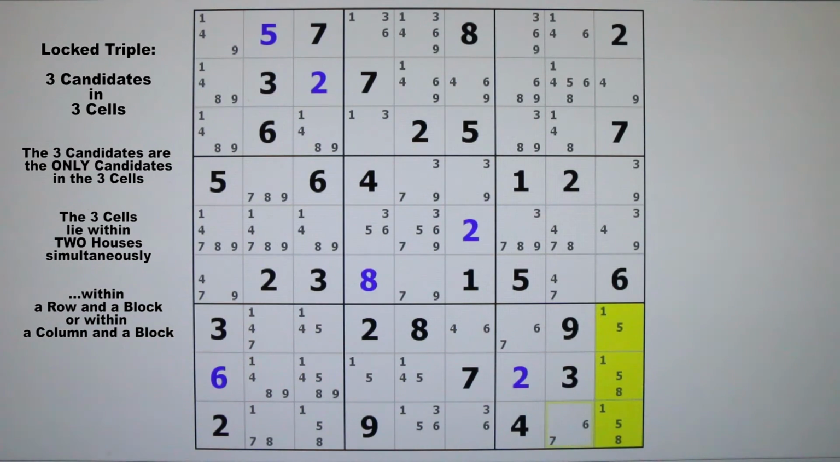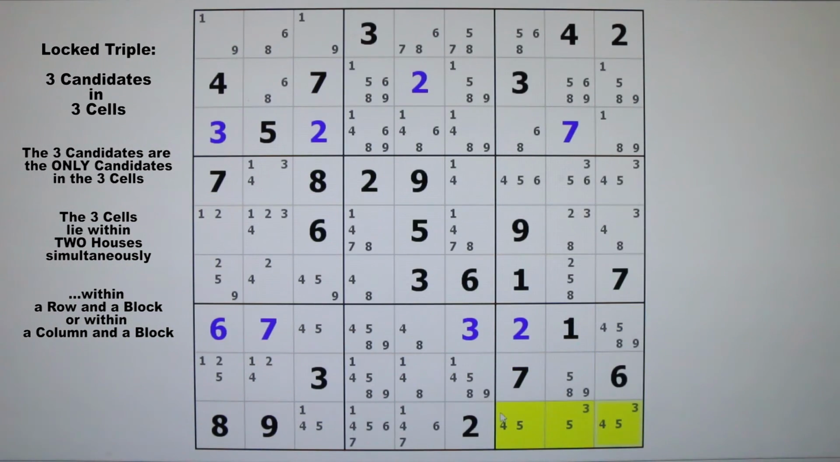All right, next one. Here we've got a naked triple of 4, 5, and 3, and it lies in row 9 and block 9. So we can eliminate the 5, the 4, and the 5 from the block. And from the row, we can eliminate 4, 5, 4, 5, 4. All right, next.